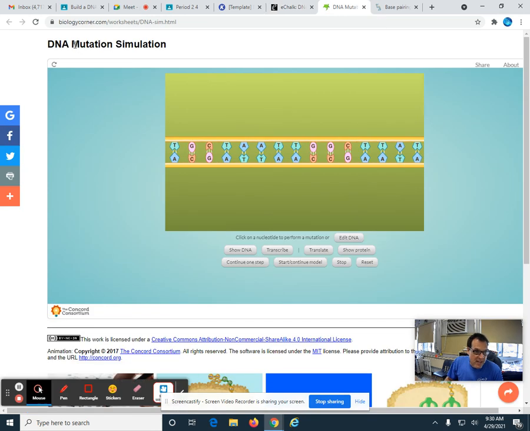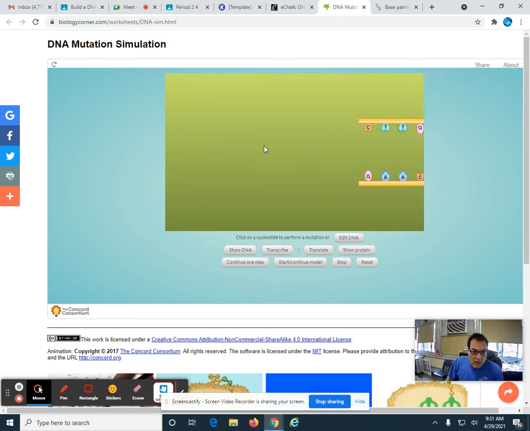In addition, there's this nice DNA mutation simulation. We haven't really talked much about mutations yet, but you certainly can figure that out, that you can make mistakes in the DNA code and see how that affects the proteins. But even if you just look at the DNA structure, you can see the two hydrogen bonds between T and A, thymine and adenine, and the three hydrogen bonds between guanine and cytosine.